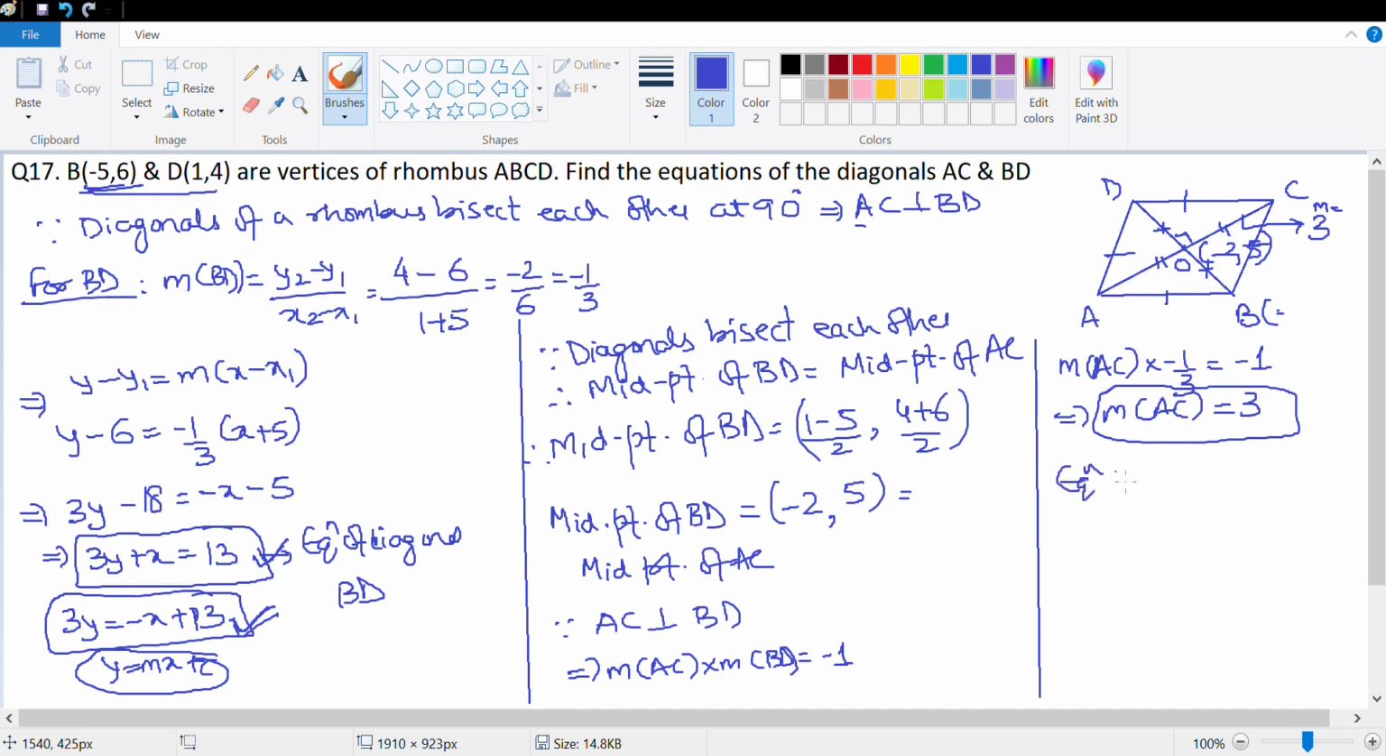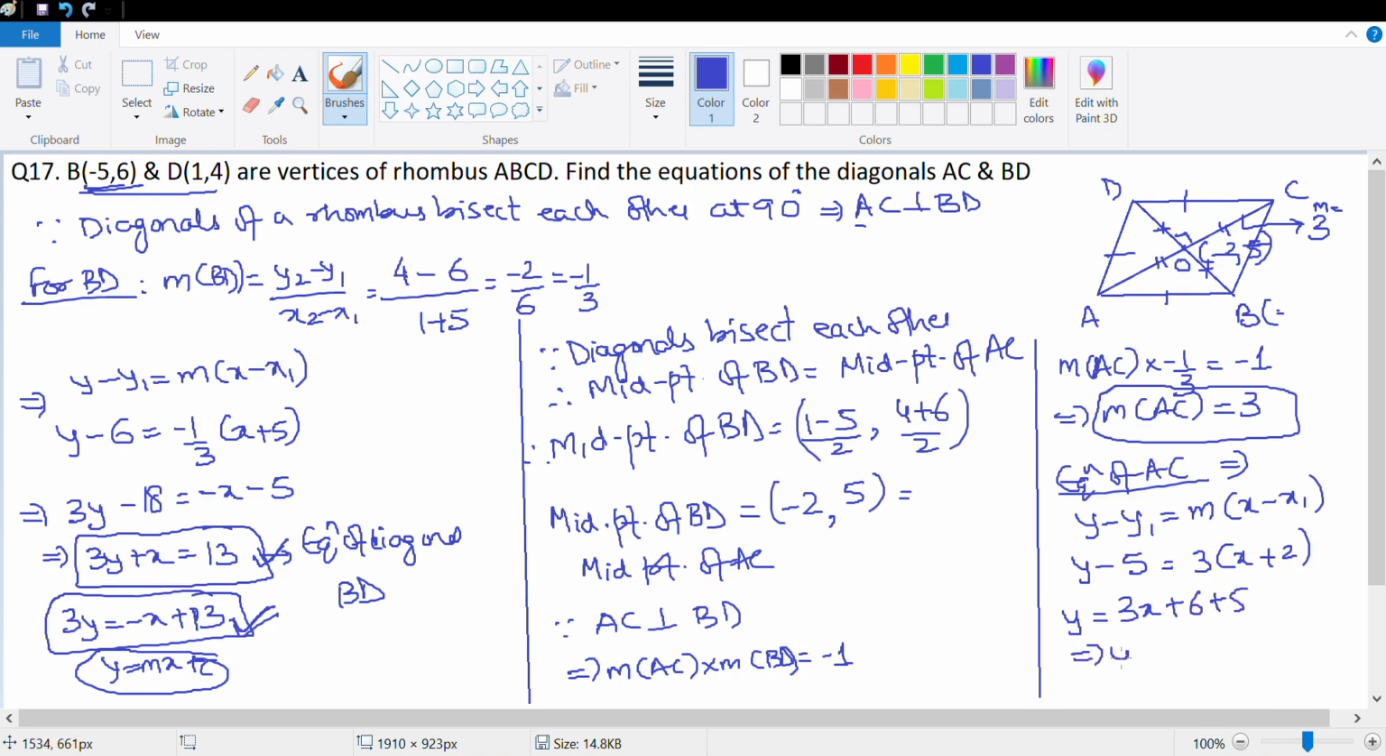So equation of AC will be given by y minus y1 is equal to m times x minus x1. It's passing through negative 2, 5, which means y minus 5 is equal to m, which is 3, times x minus negative 2, which is x plus 2. So y is equal to 3x plus 6 plus 5. I've taken this on the other side, which means y will be equal to 3x plus 11. So this is the equation of diagonal AC. Perfect. They wanted the equation of two diagonals, which we've already done.